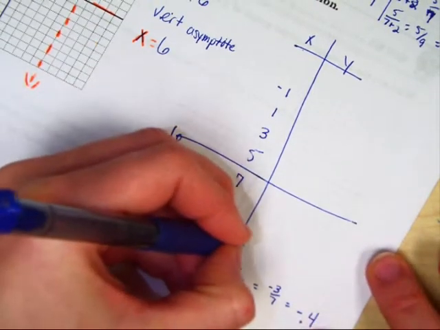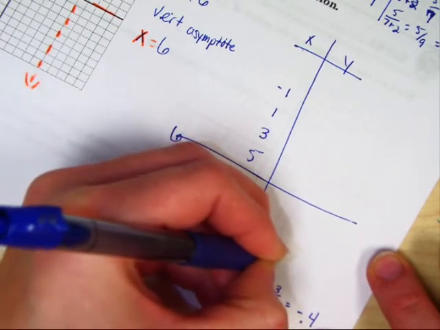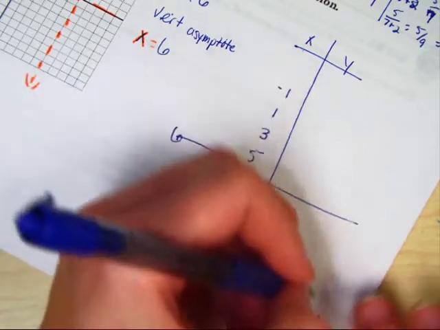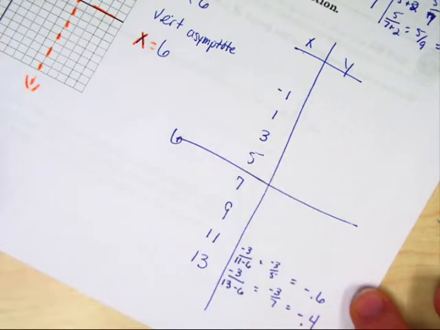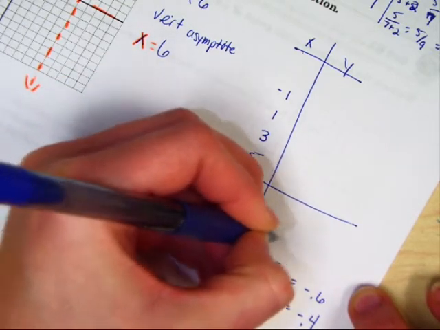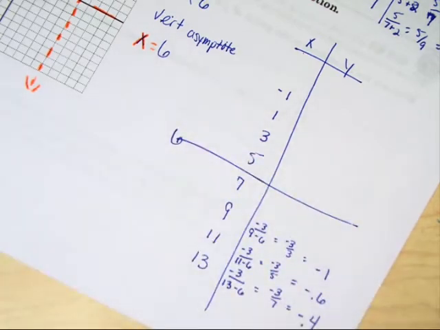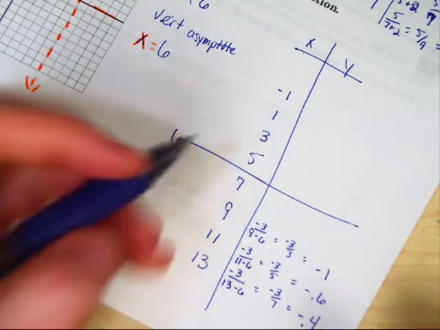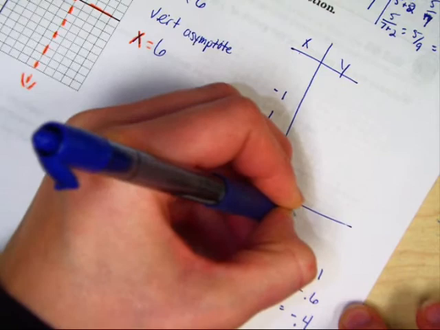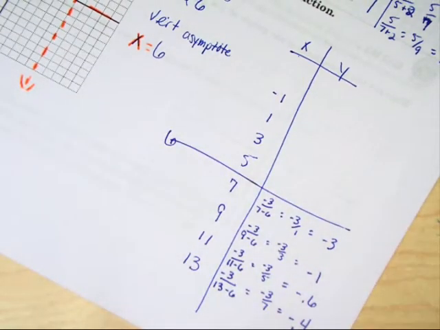Now 11. Negative 3 over 11 minus 6 is negative 3 over 5, which is negative 0.6. Okay, 9. Negative 3 over 9 minus 6, negative 3 over 3, negative 1. At least we have one nice point. And 7. Negative 3 over 7 minus 6 is negative 3 over 1, which is negative 3. So I have some nice points.